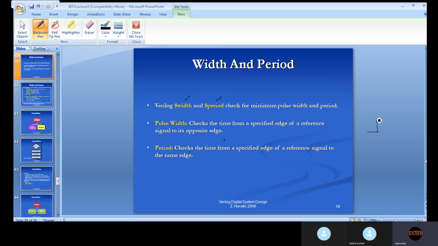Okay, so period అంటే చూడండమ్మా, so one half cycle, one positive cycle and one negative cycle, it is nothing but the time period. Okay, so pulse width is nothing but checks the time from specified edge of a reference signal to the opposite edge. Okay, so I will tell you.